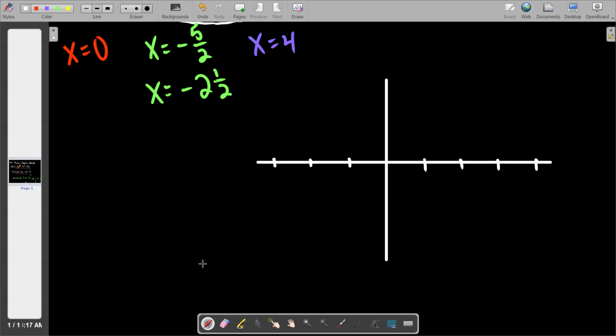All right, so on notebook paper, that's the setup. And now we go and we make our dots. The first dot is at the number 0. The green dot is at the number negative 2.5, and the purple dot is at the number positive 4. Boom.